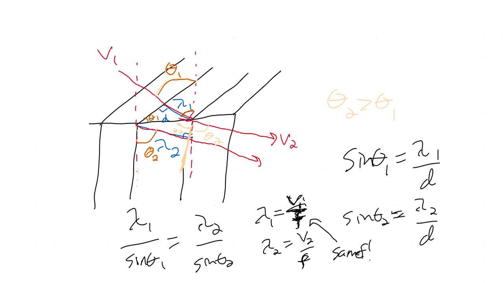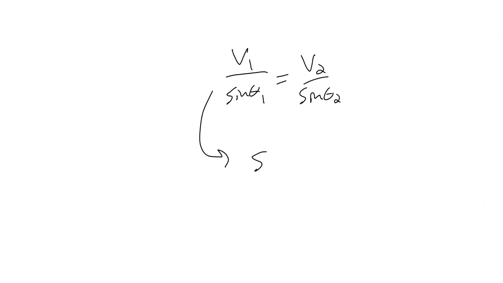Since it's the same frequency, we can just replace lambda with v because it's just going to cancel on both sides. So what do we get? We get that v1 over sine theta 1 equals v2 over sine theta 2. And this is basically Snell's law, although it's typically written as this: sine of theta 1 over v1 equals sine of theta 2 over v2.